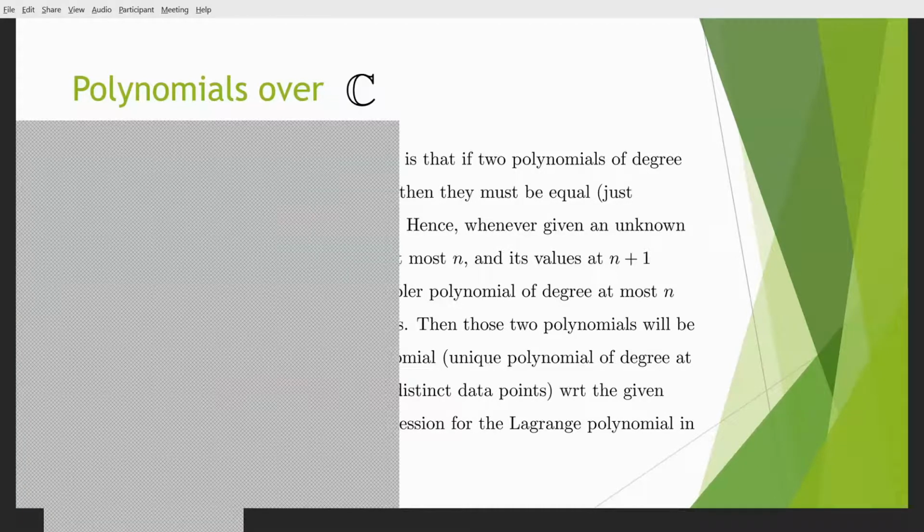So another way of stating the idea just now is that if two polynomials of degree at most n agree at n plus 1 distinct points, then they must be equal. Because if you consider the difference of the two polynomials, let us say p(x) minus q(x), then the difference also has degree at most n. But if p and q give the same value at n plus 1 distinct points, that means p(x) minus q(x) has n plus 1 distinct roots, but it has degree at most n, and hence must be the identically zero polynomial. That is, p(x) has to be equal to q(x) for all x. So this idea is pretty useful sometimes.